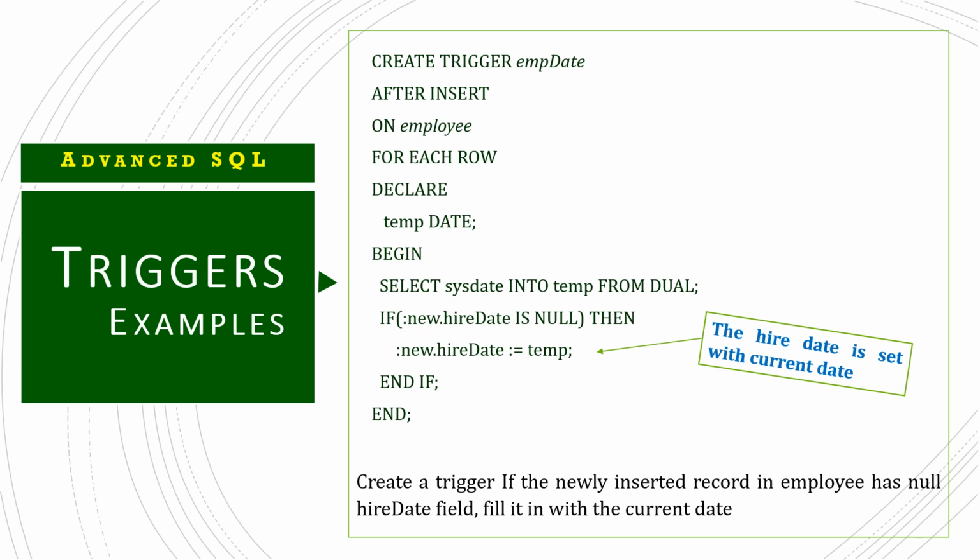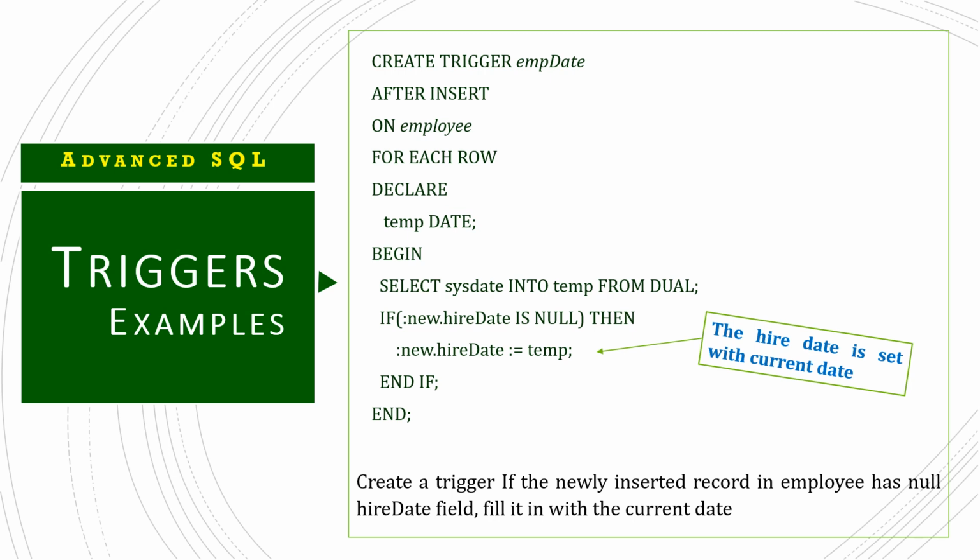So we are declaring a variable called temp, which is of data type date. Then moving to the executable section, we are going to check whether the hire date is null or not. Before that, we take the system date value into temp: select sysdate into temp from dual. We are making use of the dual table, so the current date will be stored in the variable temp.